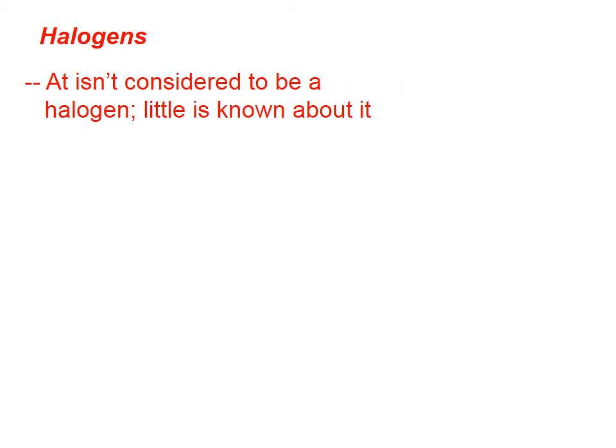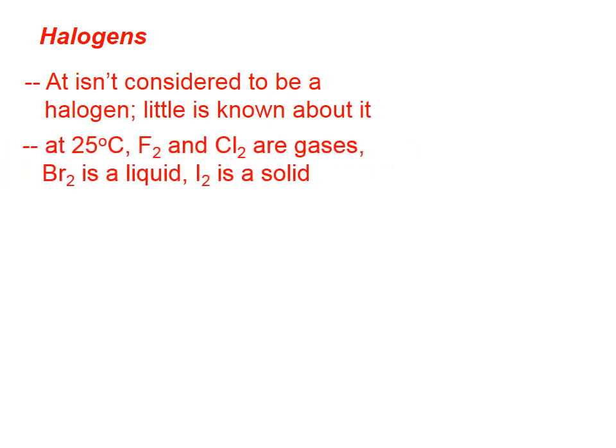The halogens. Astatine isn't considered to be a halogen, even though it's in group 17. Some people say that it is a halogen. Some people say it isn't. It doesn't really matter because we don't really know a whole lot about it. At standard temperature, fluorine and chlorine are gases. Bromine is a liquid. Iodine is a solid. There's a good reason for that, which we'll talk about later when we get into intermolecular forces.